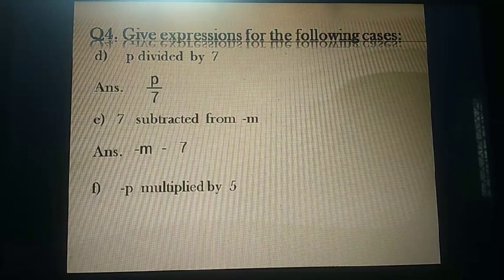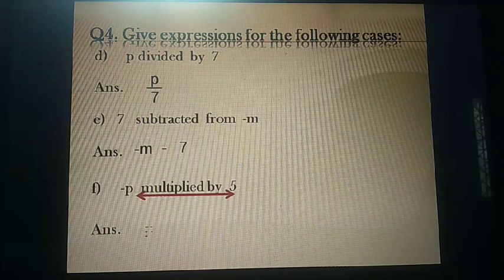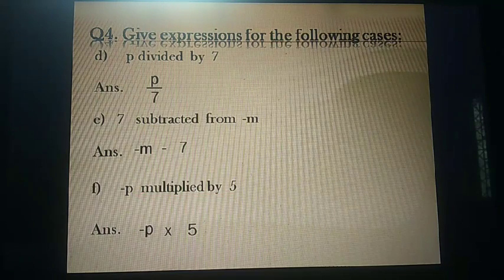Minus p multiplied by 5. Now, here there is a minus sign also. So if the sign is also there, first place will be of sign, then constant, and then variable after multiplication. So finally, after multiplying this minus p to 5, you will get the answer as minus 5p. First the sign, then the constant, and then the variable.